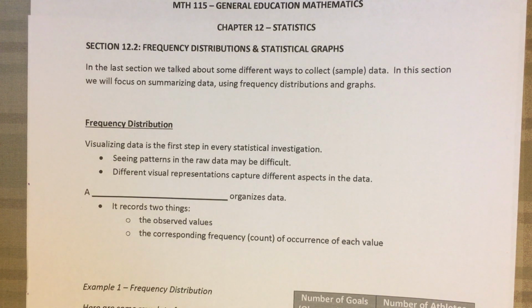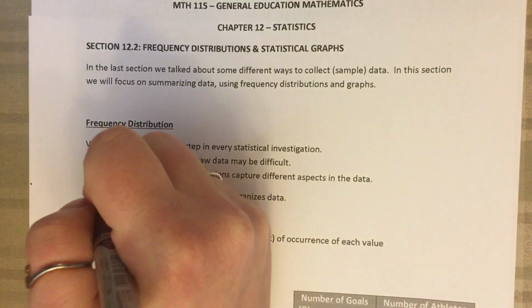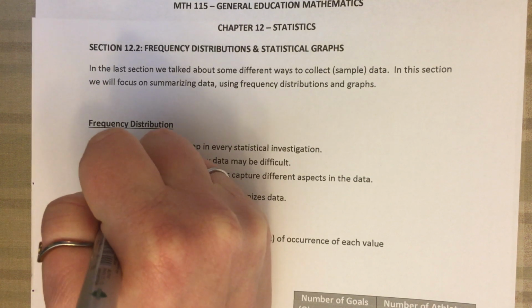When we're thinking about statistical investigations, our first step is always going to be to visualize the data. If we're looking at just a data set, a list of numbers, it may be difficult to see patterns or trends, and there might be more questions that we want to ask about the data than we can if we're just looking at a set of raw data. So what we're going to look at first is a frequency distribution.